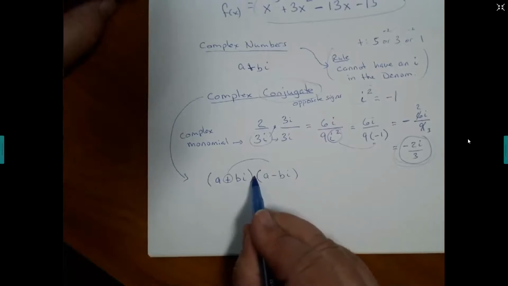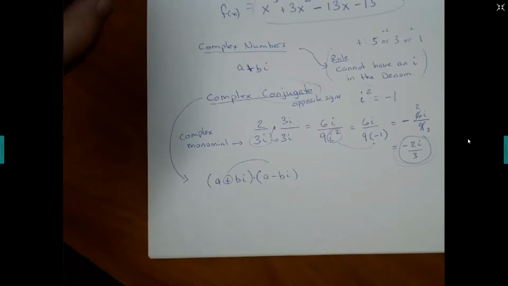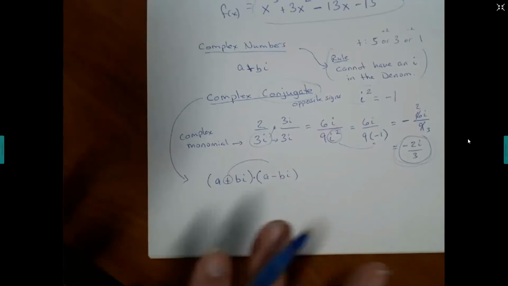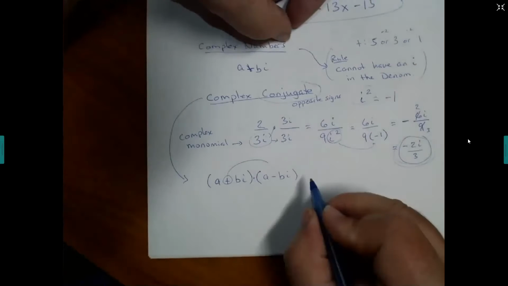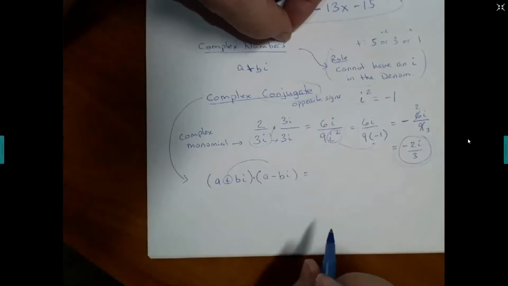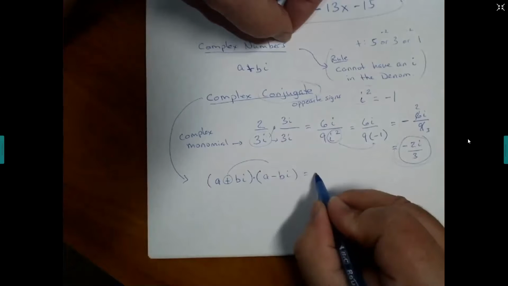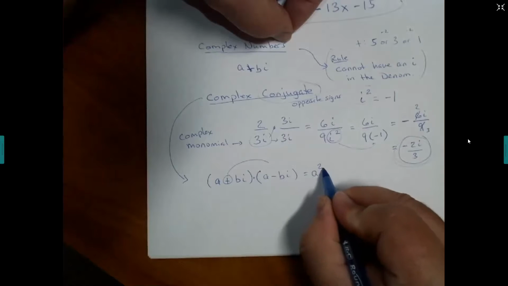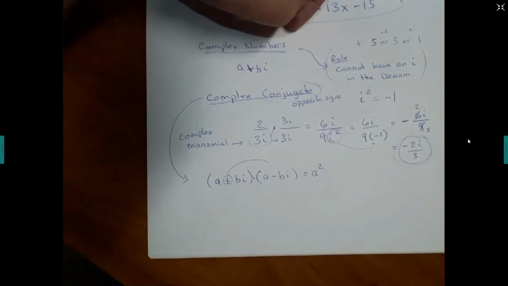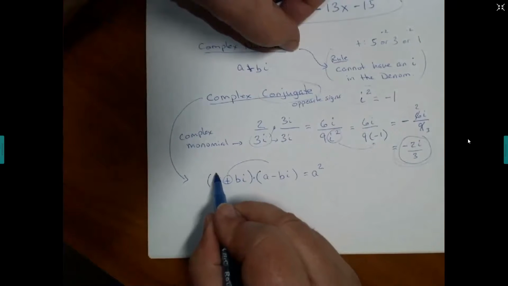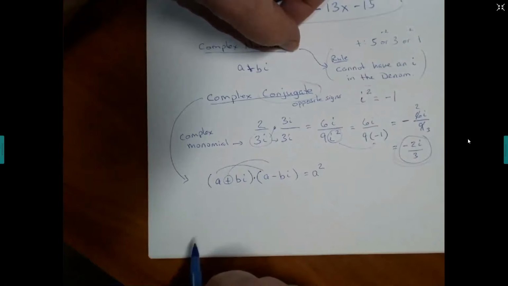Multiply them. But let's go ahead and work this one out. We don't need numbers. Let's leave it as letters. A times A is what? A squared. So A times A is A squared.